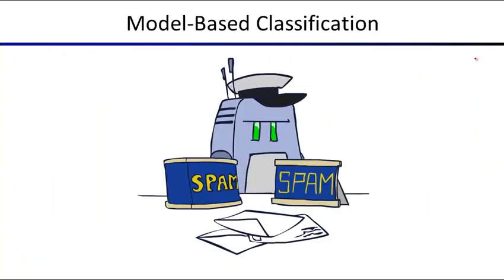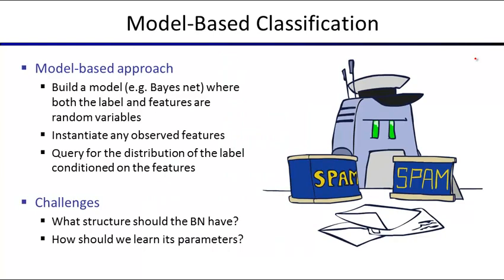So spam versus ham. First thing we're going to look at is model-based classification, and what that means is that we'll build a model for what each class looks like, and then when we get something that comes in, we'll just compare it to each of these models and see which models would predict best what we just saw. So in this case, our model will be a Bayes net, and we will model in the Bayes net both the label and the features. So we don't put the original input in the Bayes net, but the features instead.